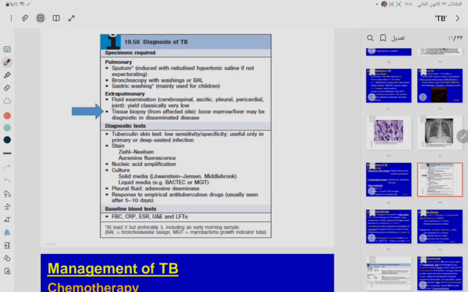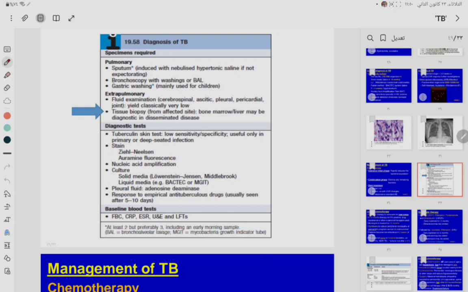And when can we discharge the patient, or say the patient is no longer infectious after starting anti-TB? Anyone know? So, when can we say that the patient is not infectious after starting the anti-TB? The patient comes with a cough, is diagnosed with TB, and is started on anti-TB. When can you send him home safely to the community? After 2 weeks. Okay. Baseline blood: full blood count, CRP, ESR, U&E, and LFT.